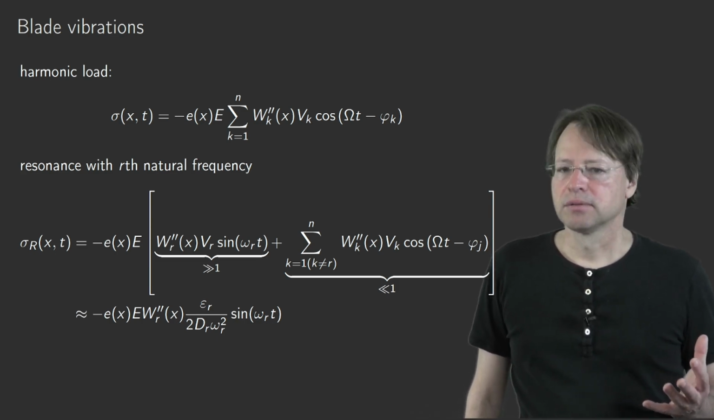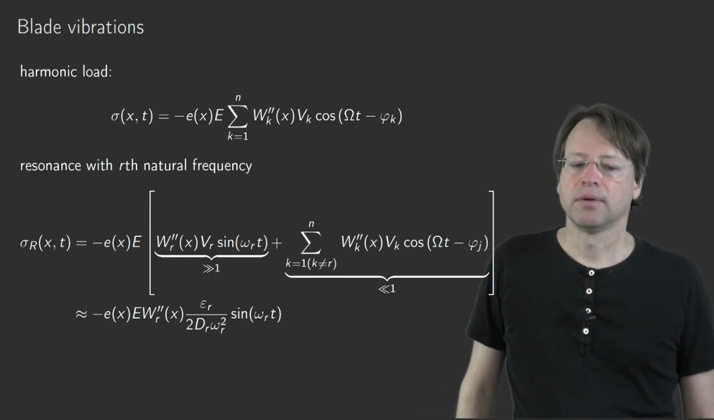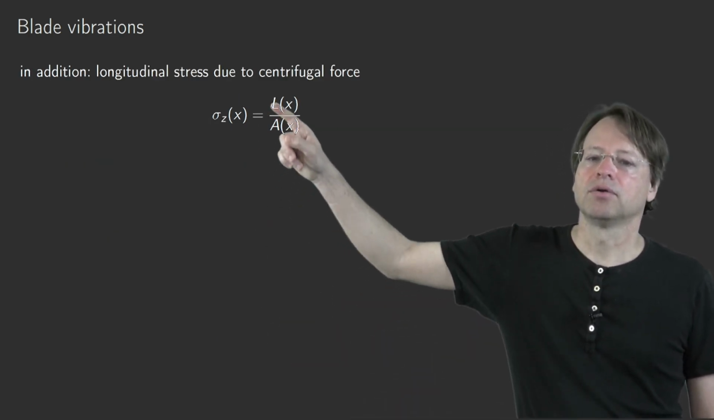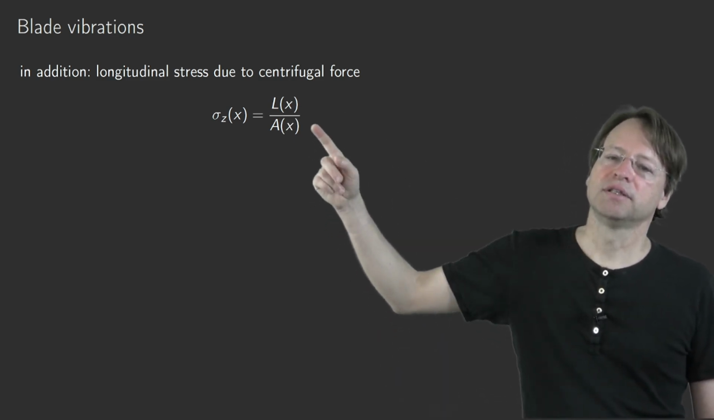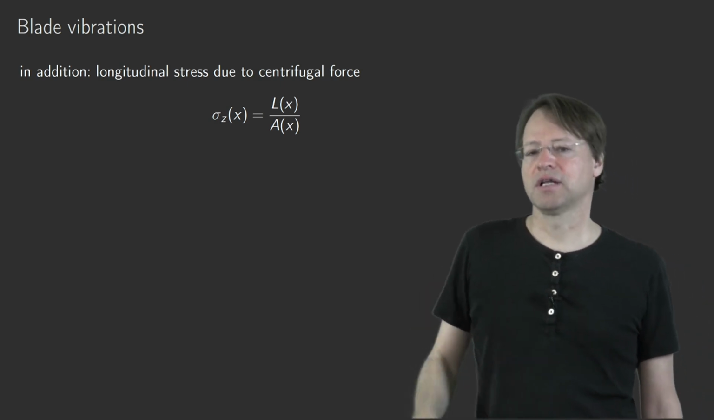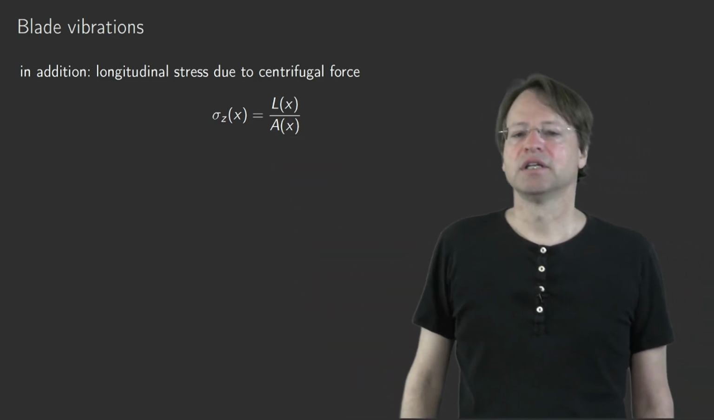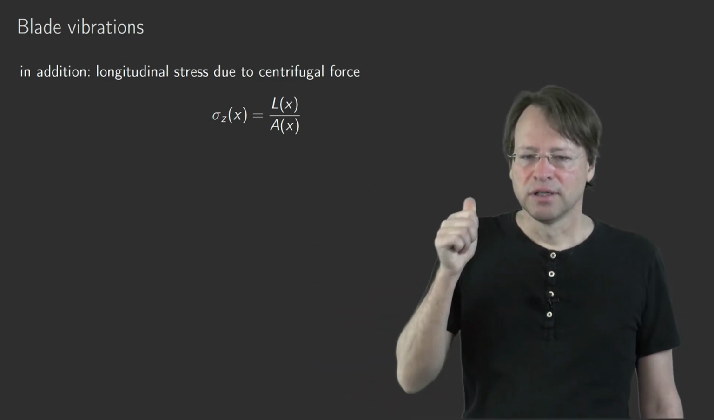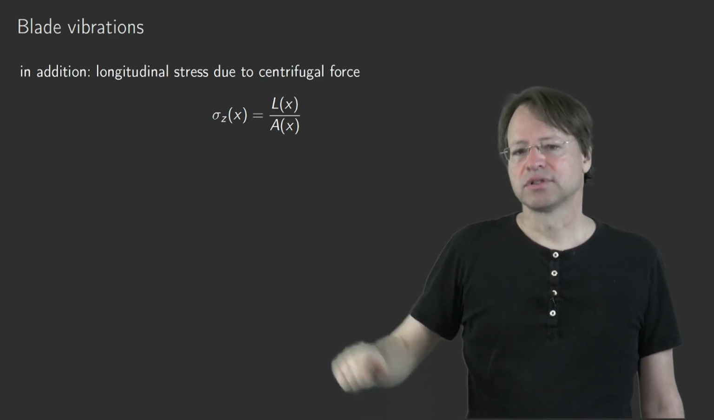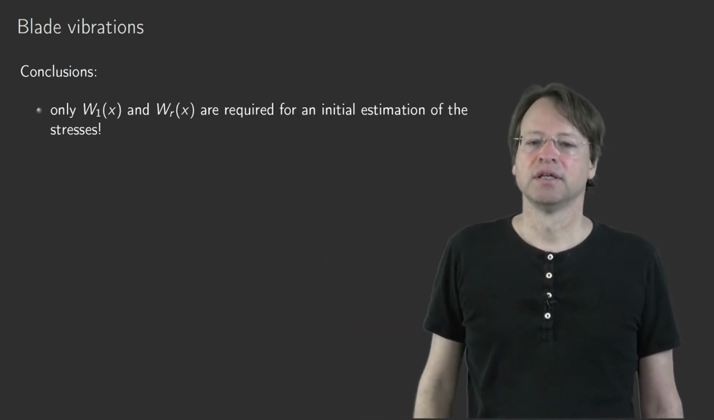Is there something else? Well, this was for the bending stress. We also have the longitudinal stress due to the centrifugal force, but that can be easily taken into account. It's just L of x, where we did a quasi-static approximation, divided by A of x. But don't forget it. So we have longitudinal stress, so normal stress due to centrifugal force, and normal stress due to bending.